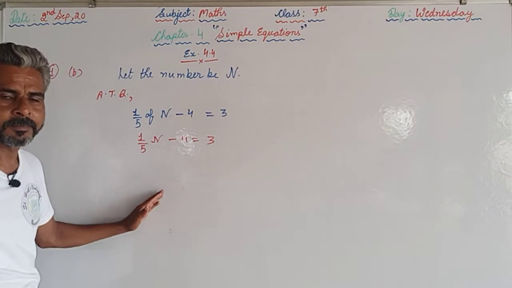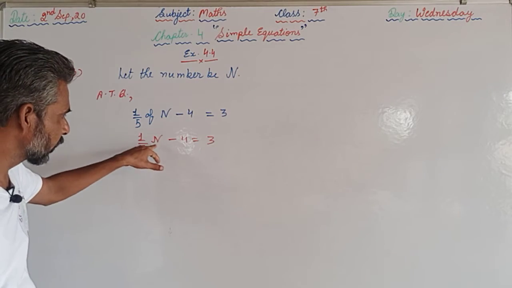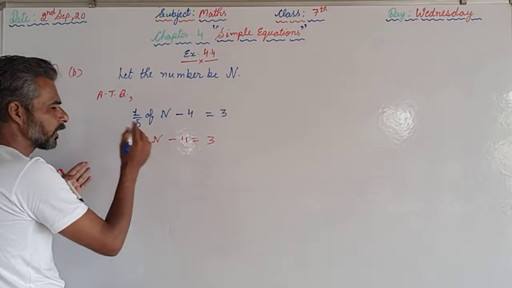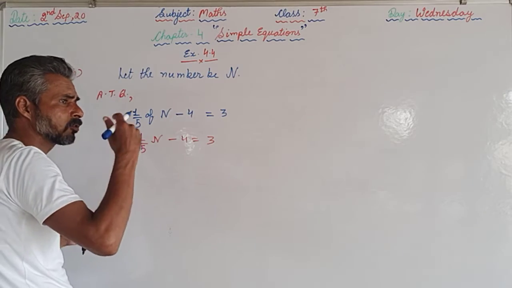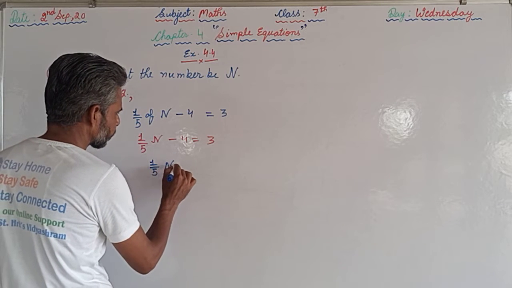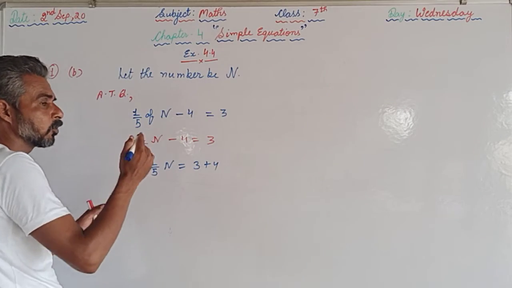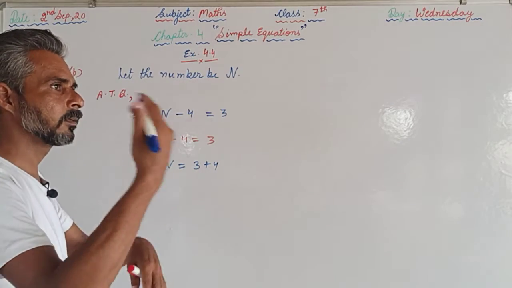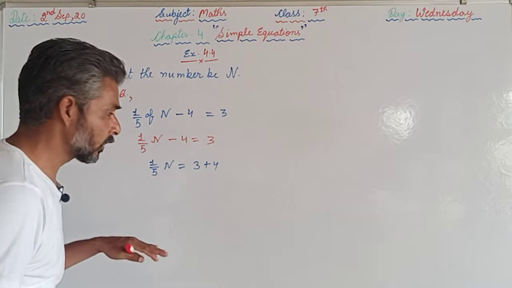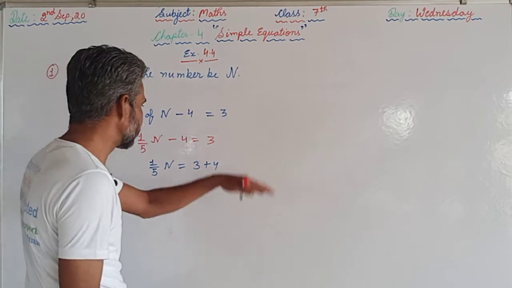Now we have framed the equation. Now we have to solve this equation to find the value of n. So how to find the value of n? We will keep the variable terms on one side and transfer the constant terms to the other side. So 1/5 n is equal to 3 plus 4. This will become plus, because we interchange the sign whenever a term is transferred from one side to the other. Here minus 4 has been transferred from the left hand side to the right hand side, so it becomes plus 4.